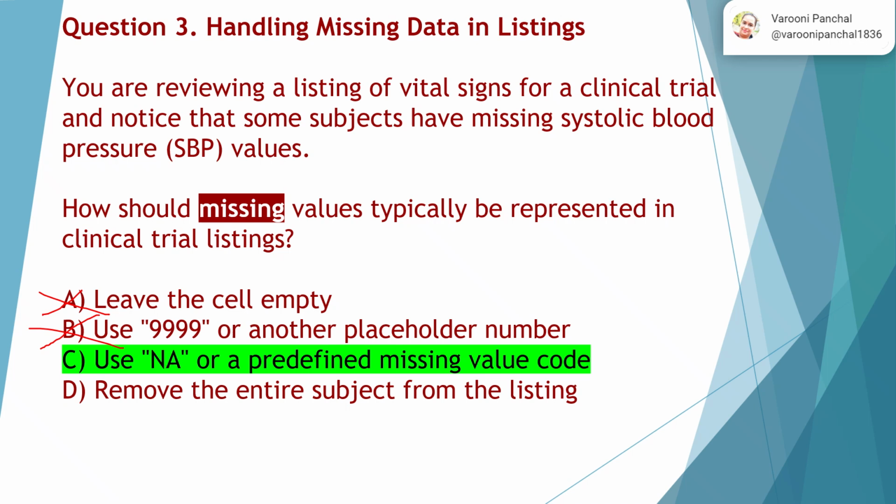Option D, remove the entire subject from there. Definitely not. Even if the systolic blood pressure values are missing, you cannot remove the entire subject because suppose this patient has died and the systolic blood pressure values are missing due to so and so reasons. So if you have missed this record, that means you are completely removing a death patient in a particular clinical trial, which becomes typically unethical. So it will raise an alarm if the regulatory ethics bodies come to know. Hence you cannot remove such kind of values. So you need to use NA, not applicable, or a predefined missing value code. So the correct answer is C.